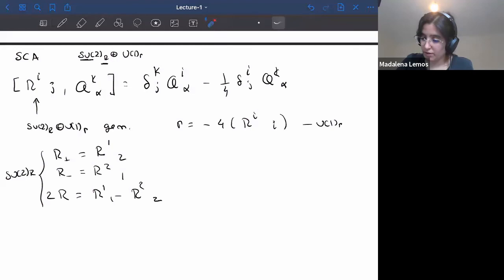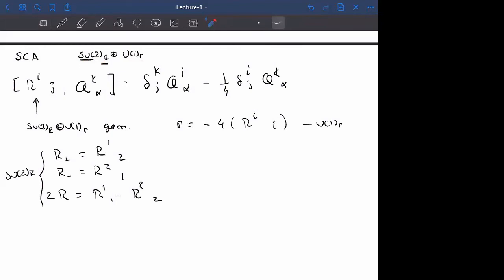Here, what is the difference between this SU2 and this U1? Why are you saying U1? I mean, you have written the four charges. Why is it charged under U1R, and why is SU2R a little different from that? I'm not getting it from what you have written here.